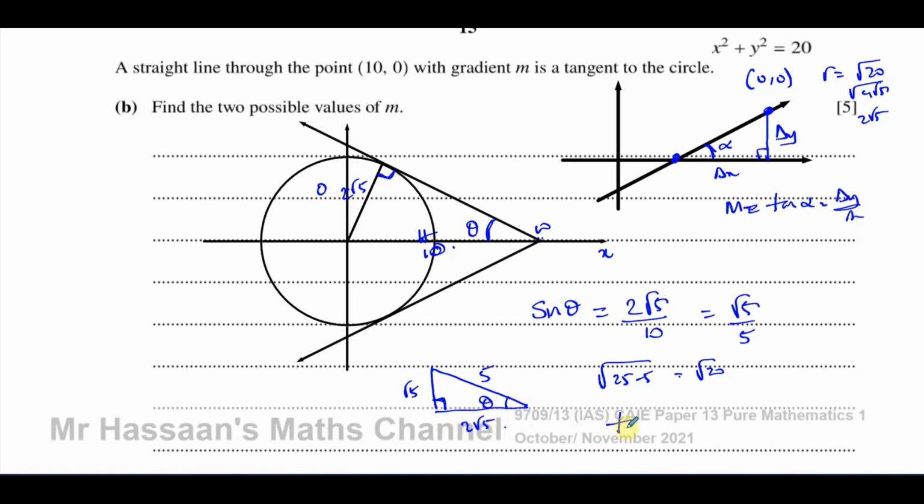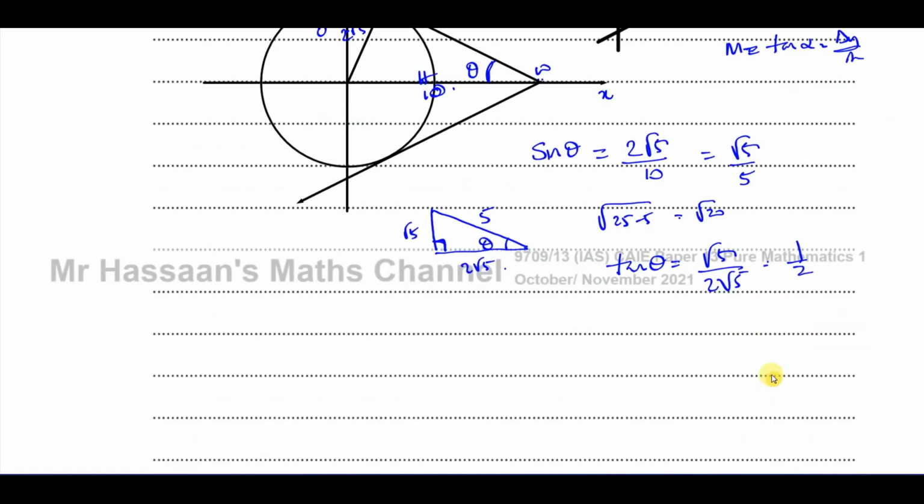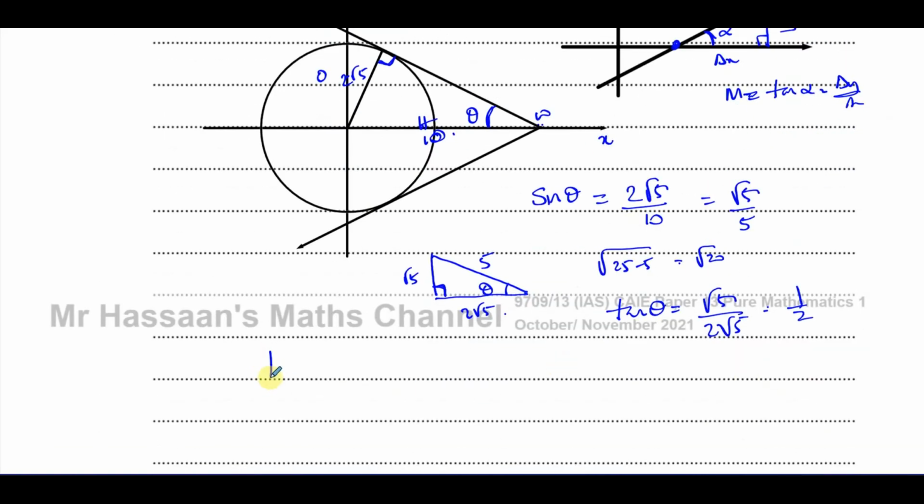So I can say that the tangent of the angle that I'm looking for is going to be opposite over the adjacent, which is root 5 over 2 root 5, which is basically 1 over 2. So the tangent of the angle is 1 over 2. Therefore, the gradient of the line is also 1 over 2, which is what we found.